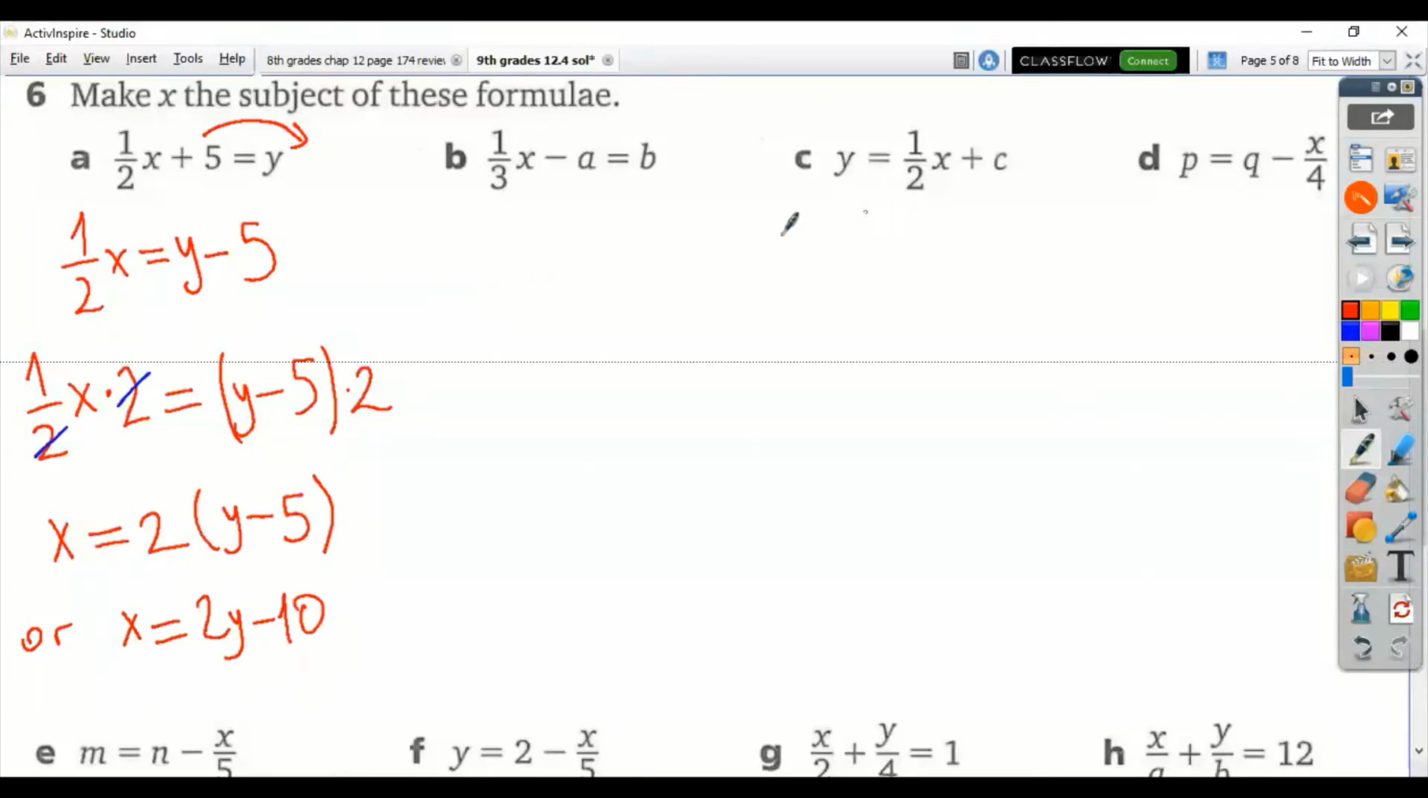Let me try to solve C, or the constant number one, let me leave it for you. And let me try to solve D for you.